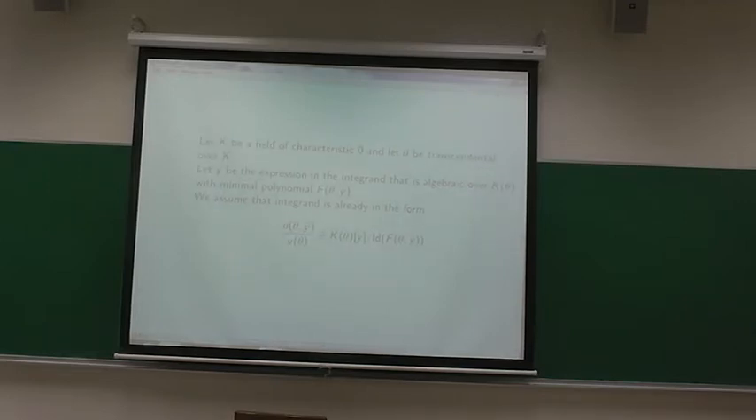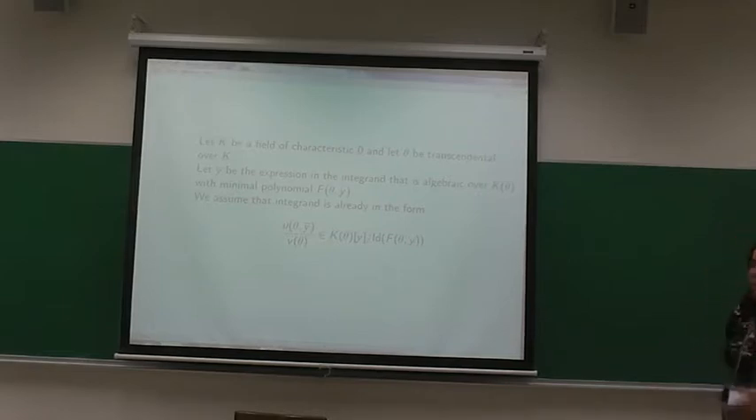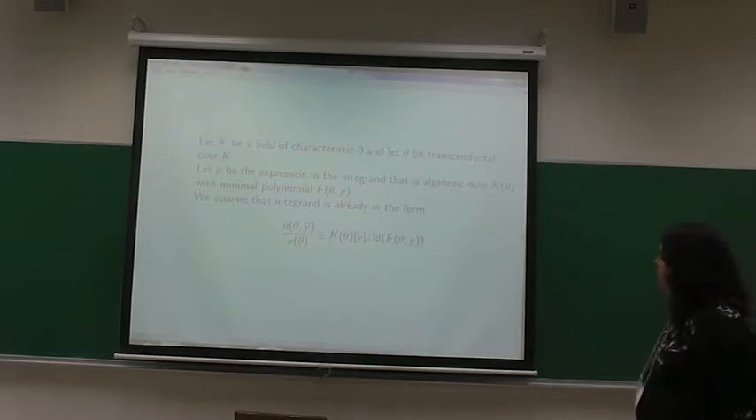So we assume that K is a field of characteristic 0 and theta is transcendental over K. We denote by y bar the expression in the integrand that is algebraic over K of theta, for example, square root of y minus 1, something like that. And we assume that it has minimal polynomial f of theta, y. We also assume, as I said before, that the integrand is in the form u of theta y bar over v of theta.